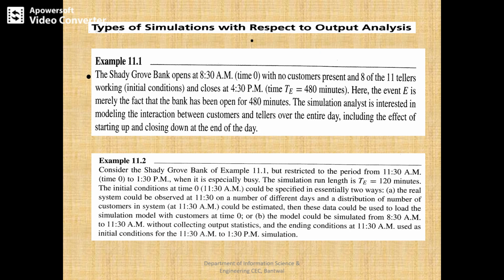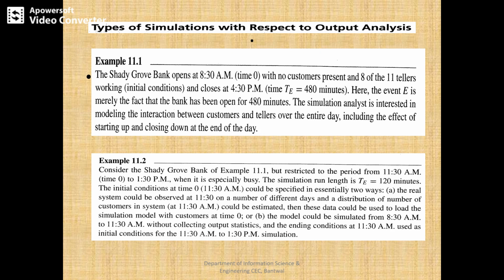Another example: consider the Shady Grove Bank again, but with a restricted open period from 11 a.m. (time 0) to 1:30 p.m., when it is especially busy. The simulation run length total TE equals 120 minutes, because it is 2 hours. The initial condition at time 0, 11:30 a.m., could be specified in essentially two ways. The real system could be observed at 11:30 on a number of different days, and the distribution of the number of customers in the system at 11:30 a.m. could be estimated.